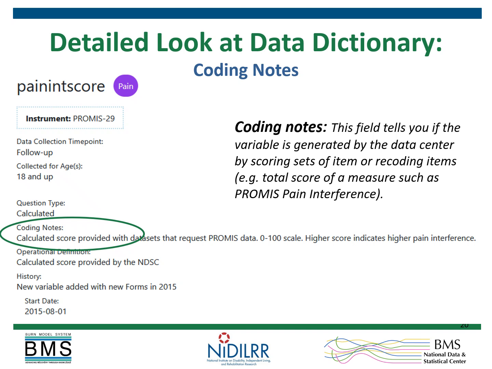There's also coding notes in the data dictionary. Coding notes is information about a variable above and beyond other information provided by the other categories I've been looking at. For example, in this case, which we're looking at pain int t-score, the variable name, which is the pain interference t-score from the PROMIS 29, the field tells you if the variable is generated by the data center by scoring sets of items or recoding items. So in this example, you'll see that the coding notes show that this is a calculated score, it has a 0 to 100 scale, and that a higher score indicates higher pain interference.